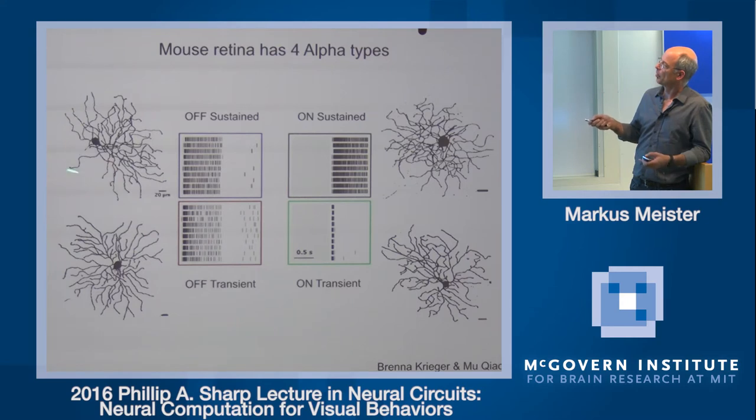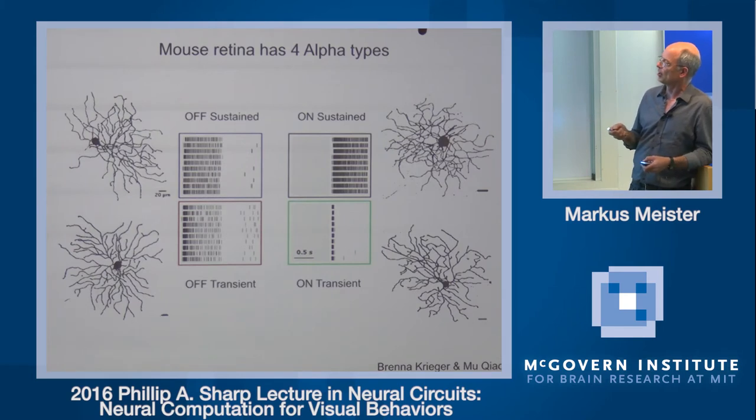Here we just put a small spot on the center of the receptive field of the alpha ganglion cell and turn the spot off and on, and you find that there are two types of cells that are on cells. They respond when the light goes on, and two types that are off cells. They respond when the light turns off. Within each of the two polarities, you have one type that responds in a sustained fashion, meaning they fire for the entire duration of the light on, and another type that fires in a transient fashion, only a brief burst of spikes at the onset. And vice versa, on the off side, you similarly have a cell with sustained responses and another with transient responses.